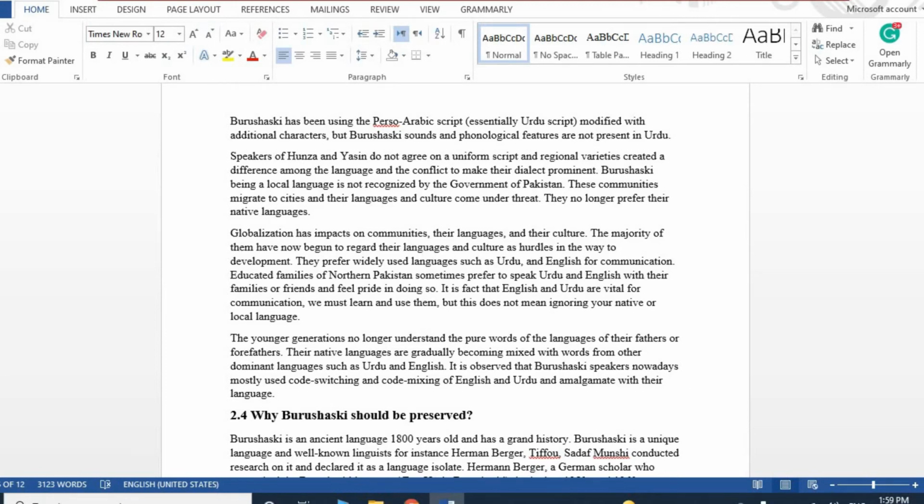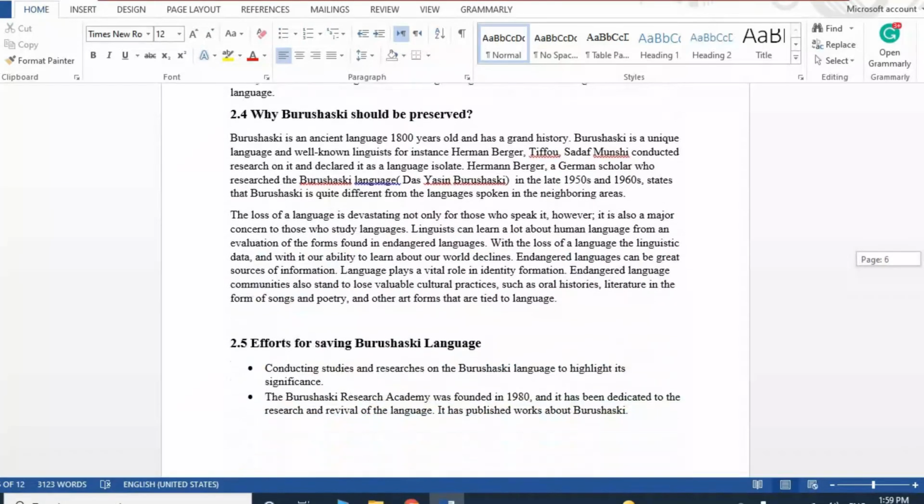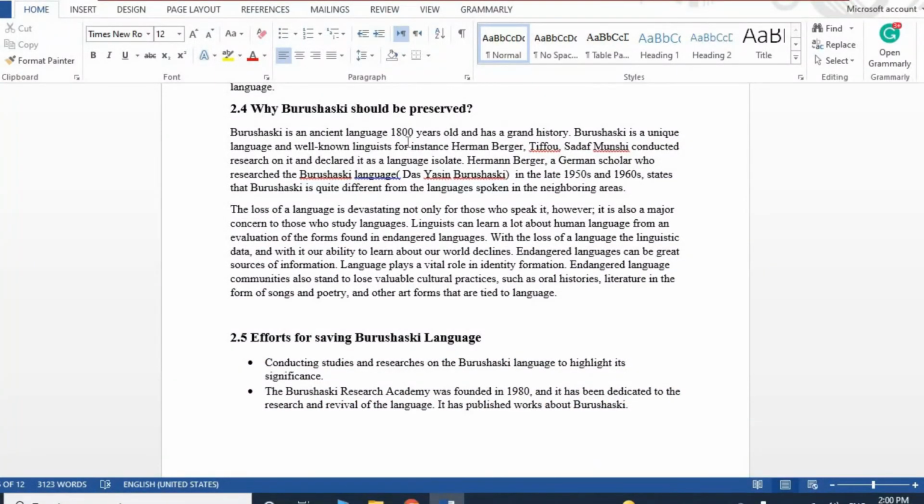And apart from that, why should Burushaski be preserved? Because it is an ancient language, a unique language. And a lot of work has been done by foreign researchers such as Hermann Berger, Tiffou, and Sadaf Munshi. Their works include Hermann Berger's work on the Yasin Burushaski language, conducted in the 1960s, and he states that Burushaski is quite different from the languages spoken in the neighboring areas.